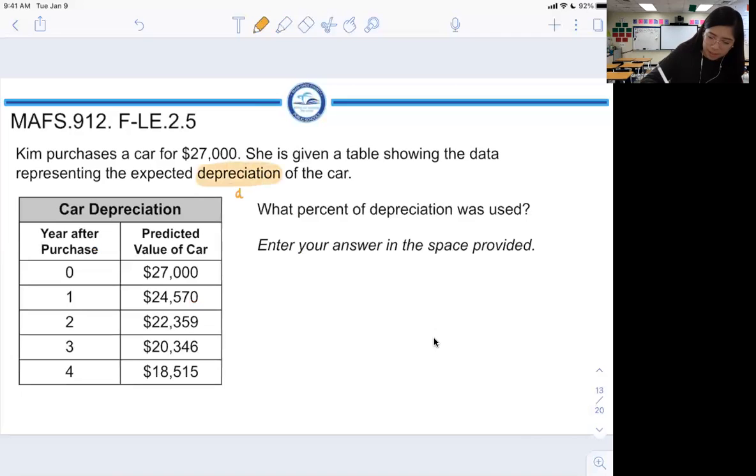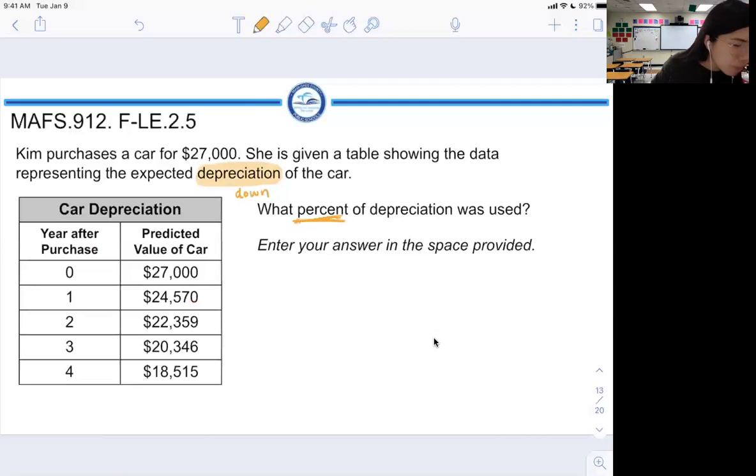This is telling us it's going down. Okay, so it goes down, and it's asking what percent of depreciation is used. So what do I know? What type of function is this going to be?